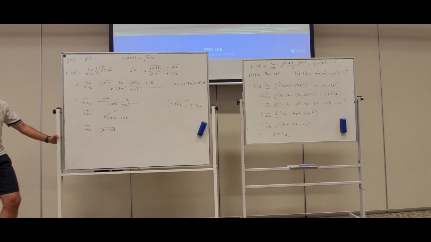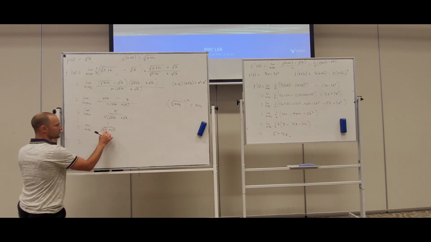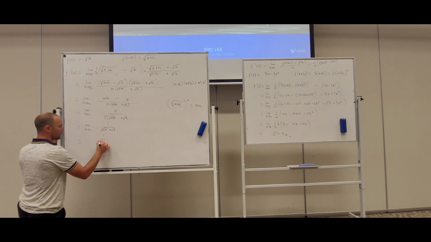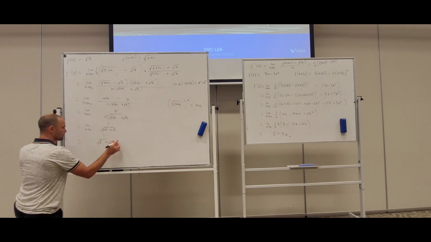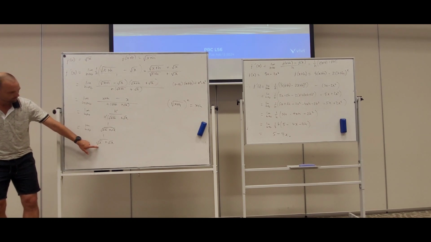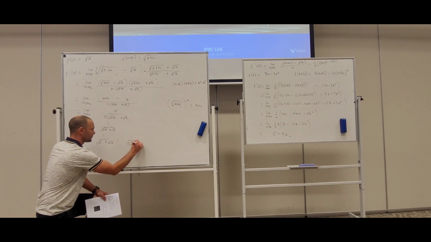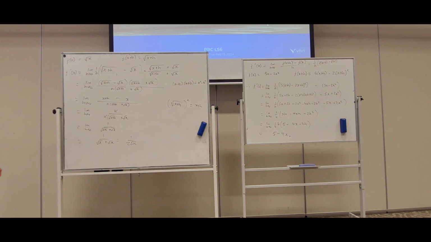Now we'll apply our limit. If I apply the limit, that means h goes to 0. So what I've effectively got is 1 on root x plus root x. And if I have one lot of root x, plus another lot of root x, that means I've got 2 lots of root x as the denominator. That is our answer for part B.